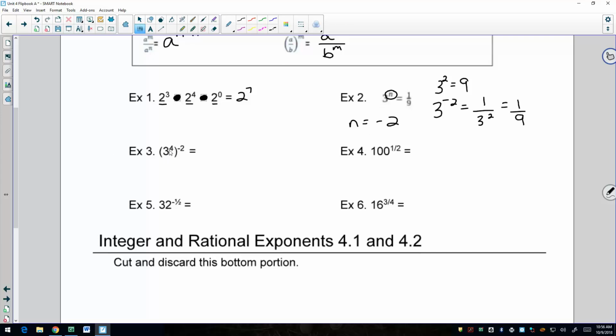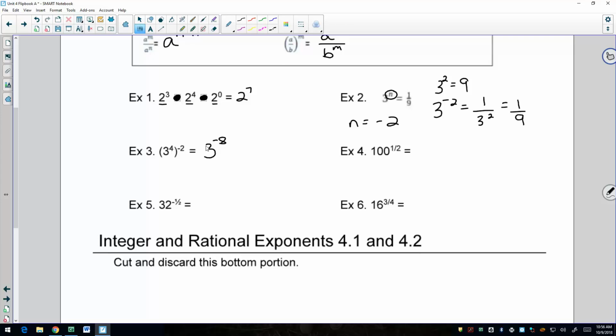Example 3. We have a single base of 3, but we are raising it to 2 exponents. First we're raising it to the 4th, then we're raising it to the negative 2nd. You could sit here and figure out what that is, but we just want to use our exponent rules to make this into a single exponent. So our exponent rule when we have a power to a power is to multiply those exponents. So that is negative 8.